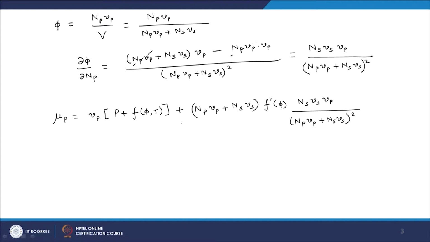So, again we have a cancellation here, and what we get is, I am sorry, we have written f of phi t here, but since we have taken phi to be constant, it is simply f of phi. Again the idea was simply to have a convenient representation, but the equations will hold even at a different temperature. And then we have f prime phi multiplied by Ns Vs.